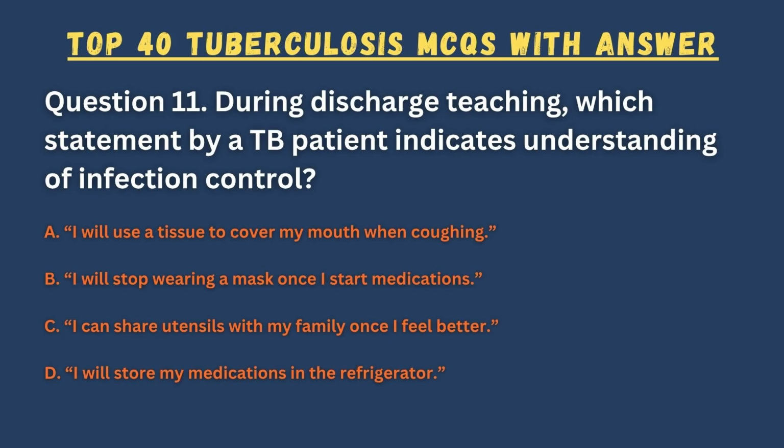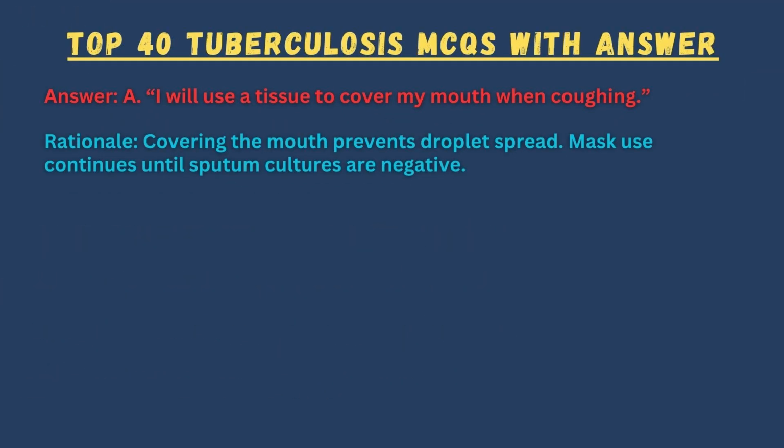I will use a tissue to cover my mouth when coughing. B. I will stop wearing a mask once I start medications. C. I can share utensils with my family once I feel better. D. I will store my medications in the refrigerator. Answer. A. I will use a tissue to cover my mouth when coughing. Rationale. Covering the mouth prevents droplet spread. Mask use continues until sputum cultures are negative.